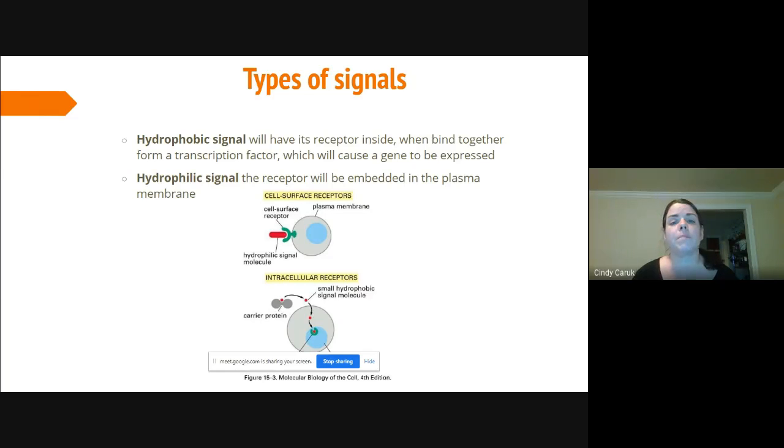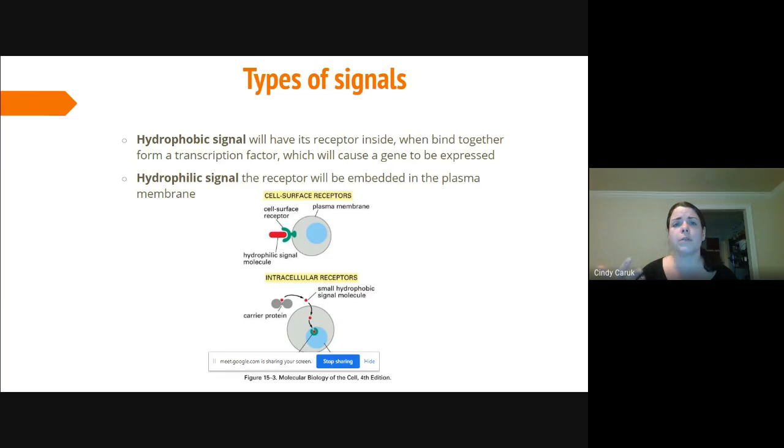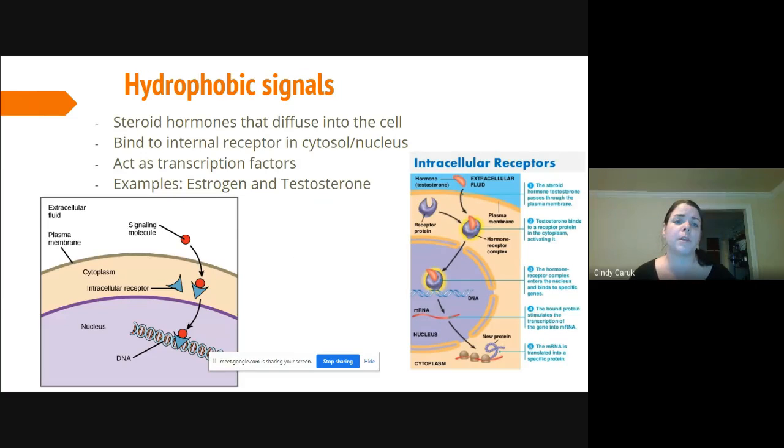Hydrophilic signals, the receptor will be embedded into the plasma membrane. So if you remember, we did that activity, and that was one of the issues we had with the activity that we were testing out. So here you can see the hydrophilic. Here's the hydrophobic. Our hydrophobic signals are going to include testosterone, estrogen, progesterone. It's also going to include our glucocorticoids and our adrenal steroids as well. Okay, so our long-term stress response. So hydrophobic, those are steroids. Remember, that's lipid-based with four carbon rings, and they're going to bind to that internal receptor, and they're acting as a transcription factor. And this is a really great picture here on the right side that does a good explanation of that.